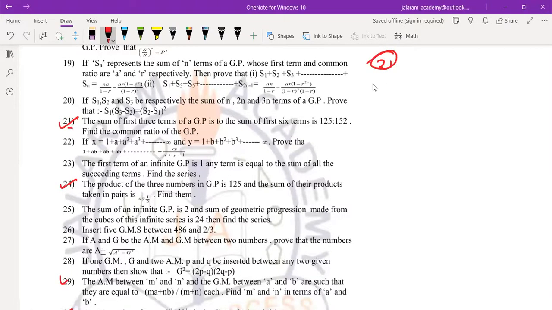Question number 21. The sum of first three terms of a GP is to the sum of first six terms is 125 is to 152. Find the common ratio of the GP, means we have to find R. It is given that the sum of first three terms, denoted by S3, is to the sum of first six terms, denoted by S6, equals 125 upon 152.